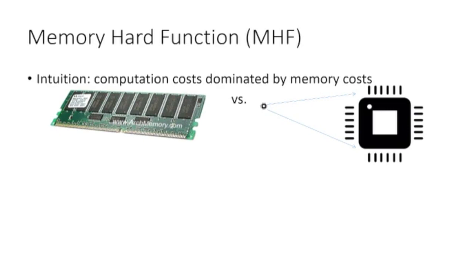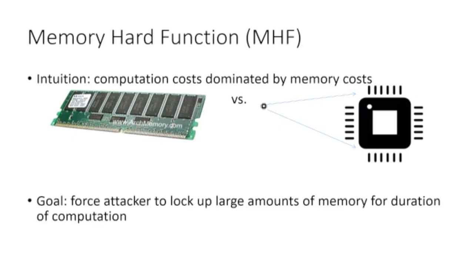The idea of a memory hard function is instead of forcing the attacker to just lock up a tiny chip, why not force the attacker to lock up an entire DRAM chip filled with, let's say, a gigabyte or more of memory? So if he wants to compute this function once, we want to force him to lock up, let's say, a gigabyte of memory for the duration of computation. We want to force this attacker to lock up large amounts of memory, basically for an entire second or half second or however long we're performing this computation.